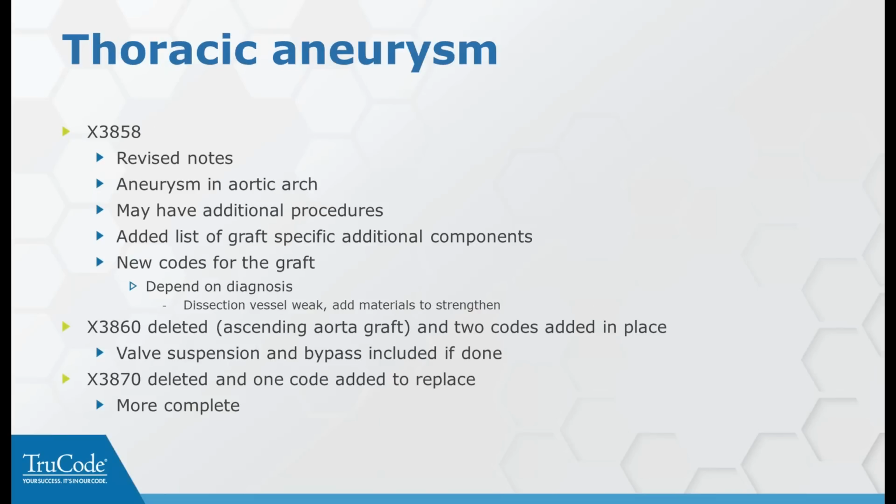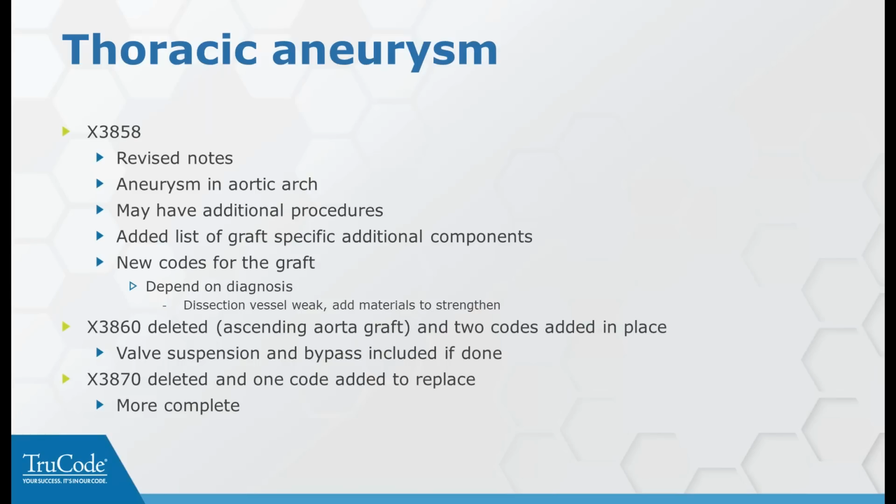Then we move on over to the aneurysm area. Of course, you can have aneurysms anywhere where the aorta is moving through the body. If it's in the abdomen, you'll call that an abdominal aortic aneurysm. If it's in the chest area, those are thoracic aortic aneurysm. The thoracic aortic aneurysm, we have a couple of new codes starting at 33858, and those are ascending aortic graft. Again, it does include cardiopulmonary bypass as part of that procedure, and it also includes valve suspension if they do that as well.